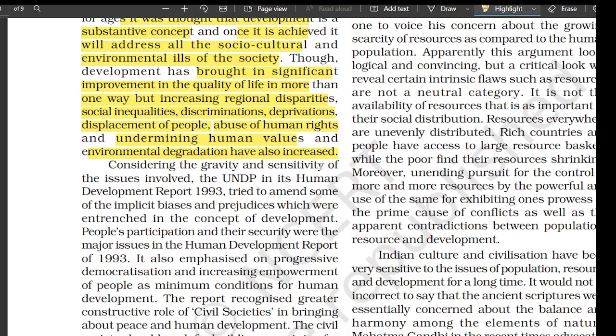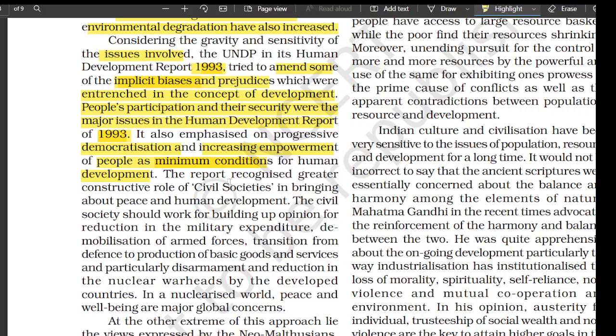Considering the gravity and sensitivity of the issues involved, the UNDP in its Human Development Report 1993 tried to amend some of the illicit biases and prejudices which were entrenched in the concept of development. People's participation and their security were the major issues in the Human Development Report of 1993. It also emphasized progressive democratization and increasing empowerment of people as minimum conditions for human development. The report recognized the greater constructive role of civil societies in bringing about peace and human development.